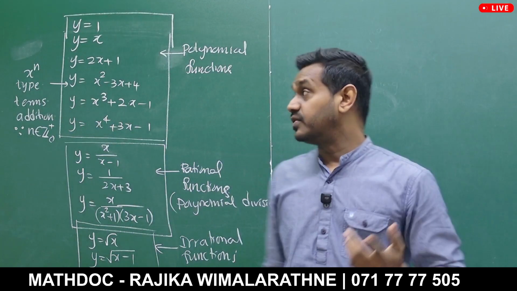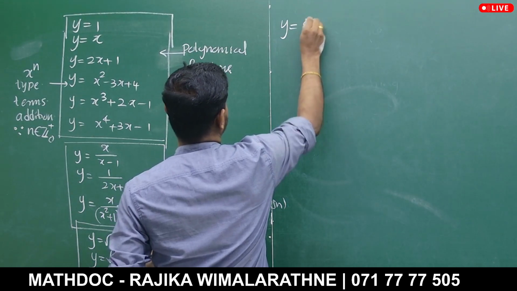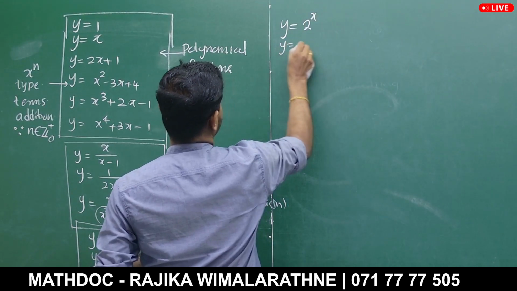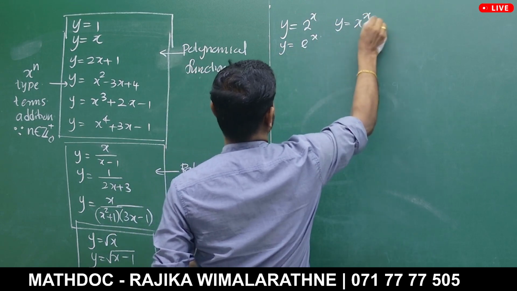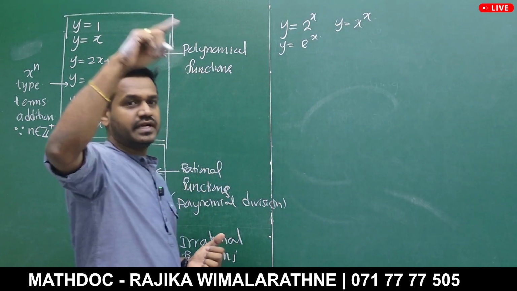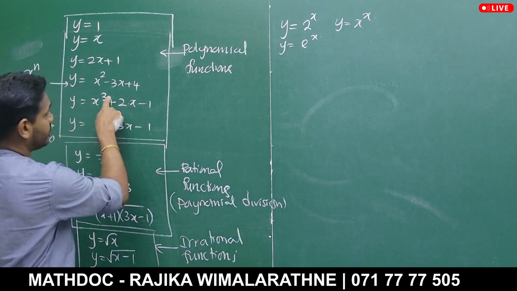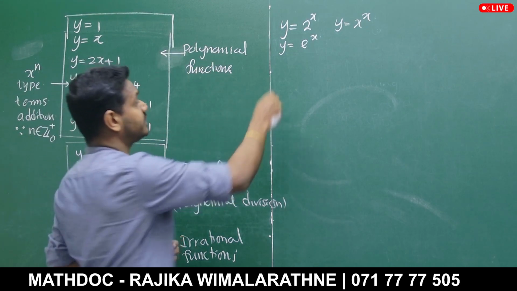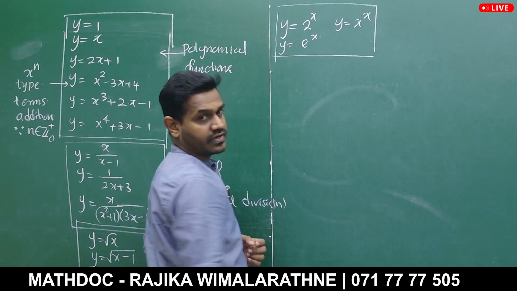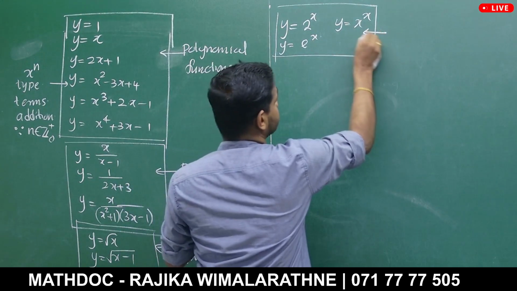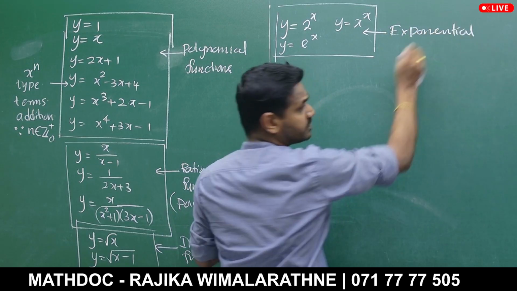Now further you go. y equals 2 to the power x, y equals e to the power x, y equals x to the power x. So the exponent has variables, no? Here the exponent is constant, but when the exponent has a variable, we call them exponential functions.